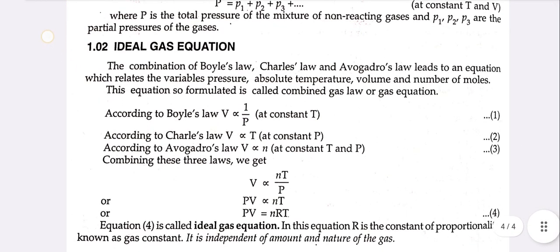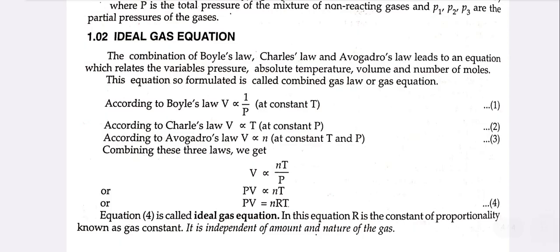Ideal gas equation. The combination of Boyle's law, Charles' law, and Avogadro's law leads to an equation which relates the variables pressure, absolute temperature, volume, and number of moles. This equation, so formulated, is called the combined gas law or gas equation.